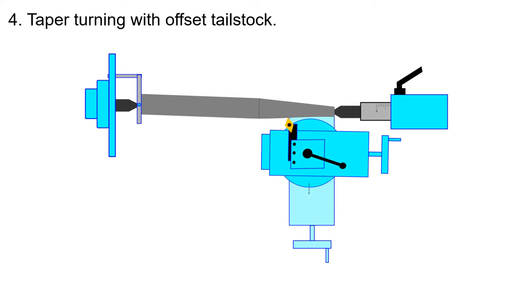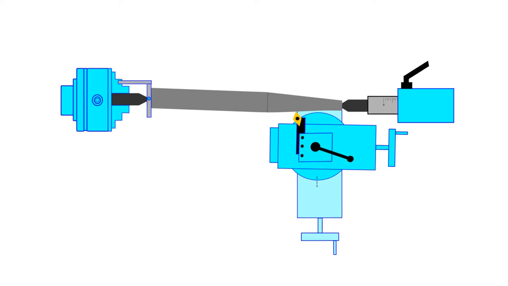Taper turning by offsetting the tailstock. In this diagram, the faceplate and driver have been mounted on the spindle. In this example, I've used a soft center in the chuck. I've machined the angle to make sure that it's running true with the spindle. Then I place the drive dog on the end of my shaft and I place that between centers.